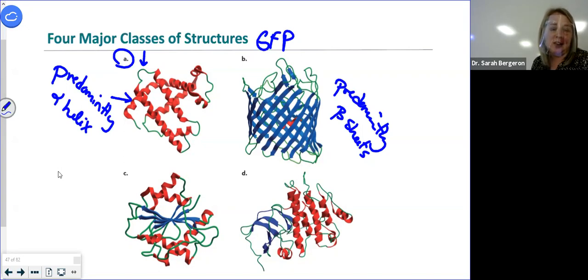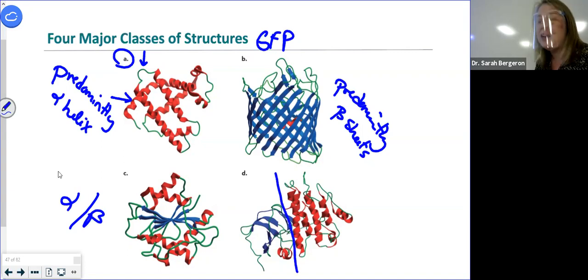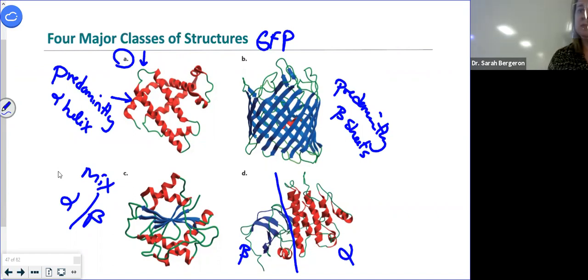Okay. In C, you can have a mixture where you have both alpha helices and you have beta sheets. Or you can have a protein where you could basically almost split it in half, and half of it is alpha helices and the other half is beta sheets. Whereas this one is more of a mix. Right? So they can be equally distributed, they can be kind of all over the protein, or you can have specific domains. This domain is all alpha helices. This domain is all beta sheets. Okay.